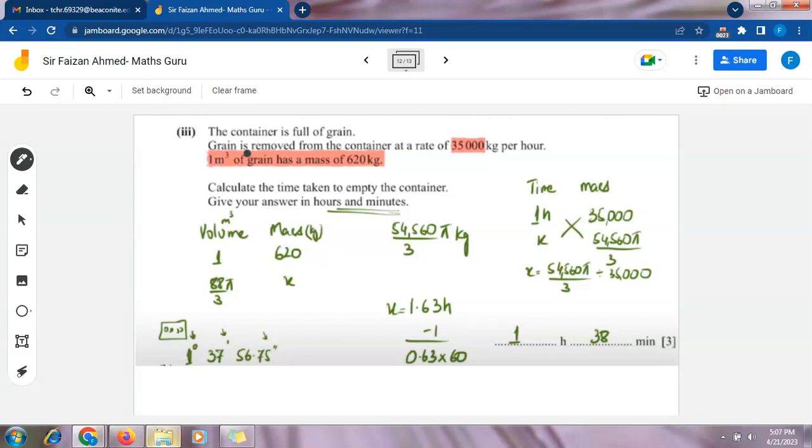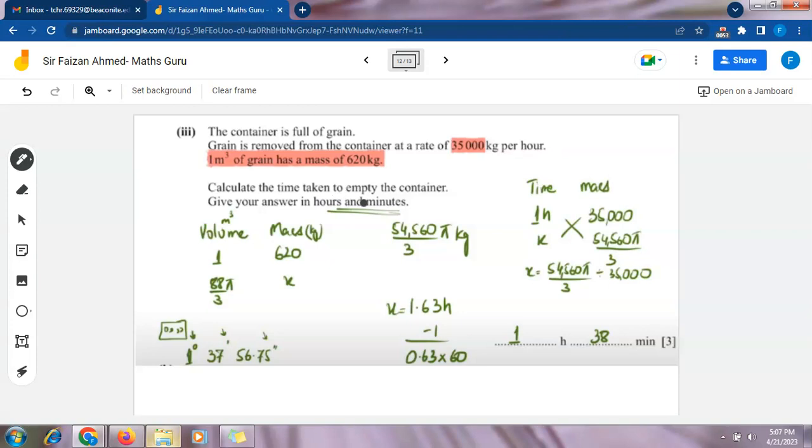The third part says the container is now full of grain. Grain is removed from the container at a rate of 35,000 kg per hour. This is basically the flow rate, you can say. And 1 meter cube of grain has a mass of 620 kg. Calculate the time taken to empty the container.